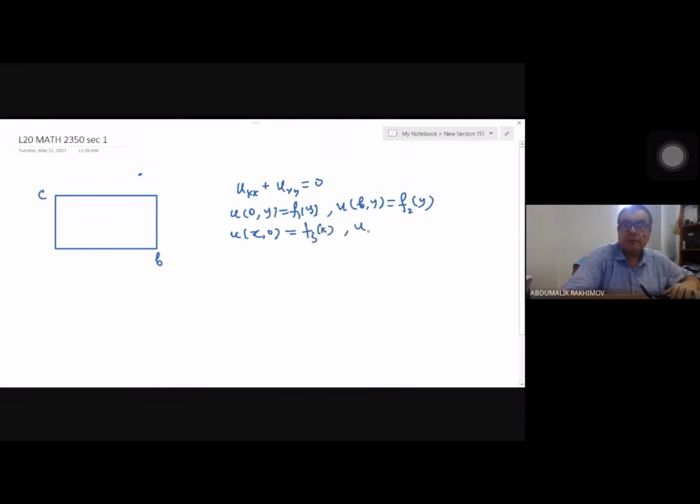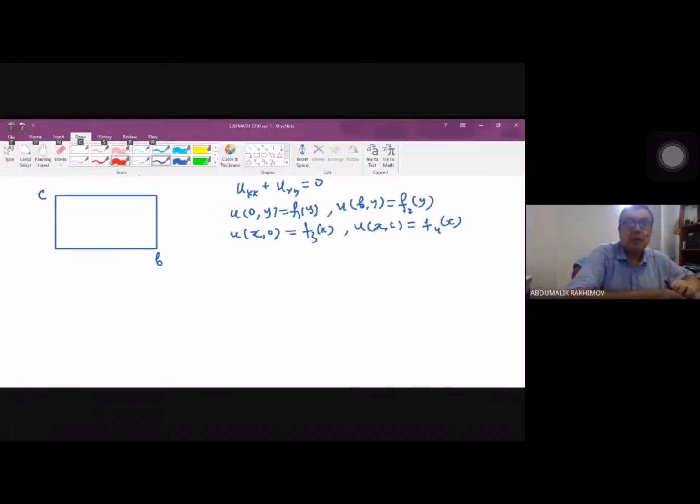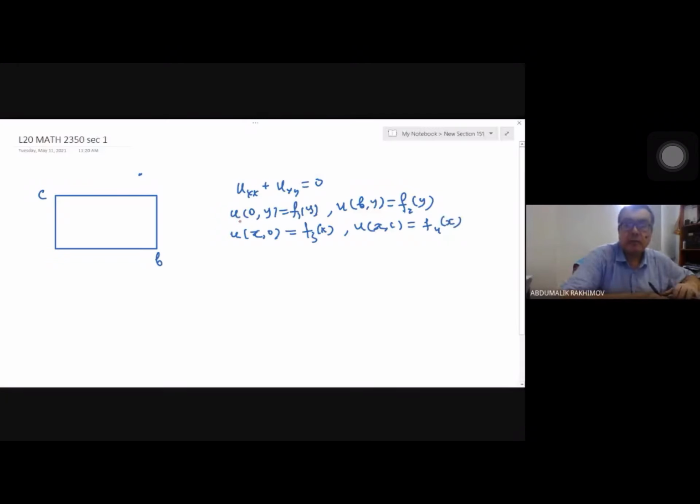and u(x,c) equals f4(x). So generally speaking, we may have derivatives here. That's why I just marked it with red. We may have them, or may not. If we have them, then we call it the second boundary value problem, right?